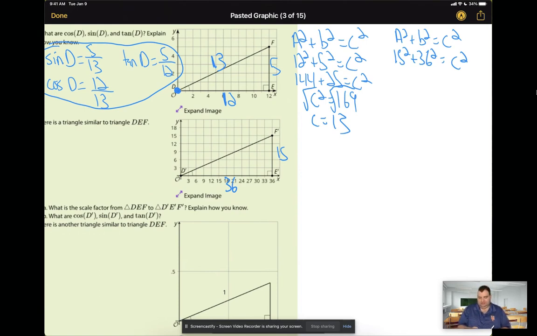This one I'm going to use a calculator for. So 15 squared is 225. 36 squared is 1,296. So we end up with c squared equals 1,296 plus 225, so that's 1,521. And now I need to take the square root of that. If I square root both sides, I get c equals 39.